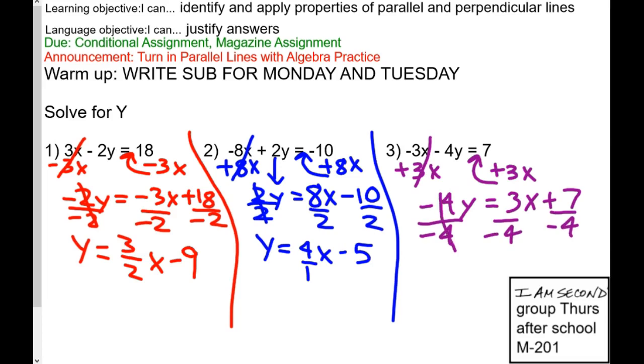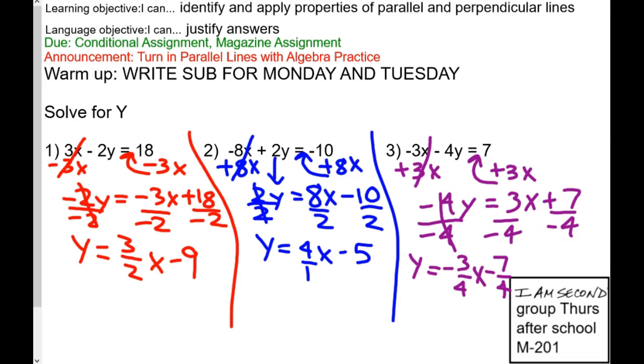Now, these cancel out. Y equals, now, 3 over negative 4. If you have a negative sign, that's a negative fraction, so it's a negative 3 over 4 x. And 7 divided by negative 4, you can leave it as minus 7 over 4, or the decimal would be negative 1.75. Usually you don't see a fraction and a decimal in the same thing. Usually it's one or the other. There you go.